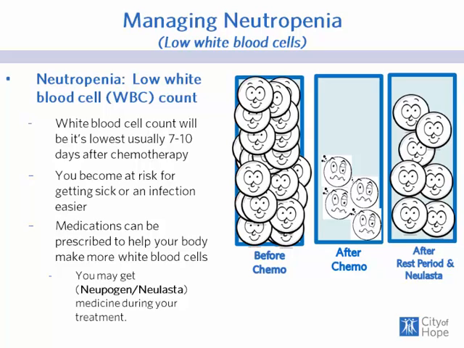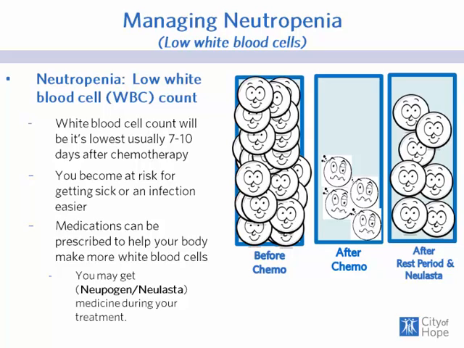Managing neutropenia, low white blood cells. When you have low blood counts, you may also develop neutropenia. This happens when your blood lacks enough healthy white blood cells. White blood cells fight infection, and with fewer white blood cells, you are at a higher risk for developing an infection. Immediately after getting chemotherapy, your white blood cell counts can begin to decrease.